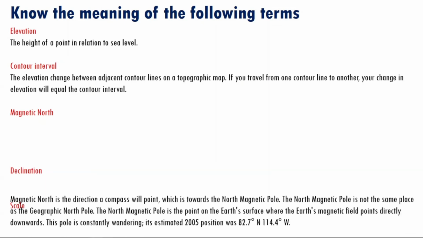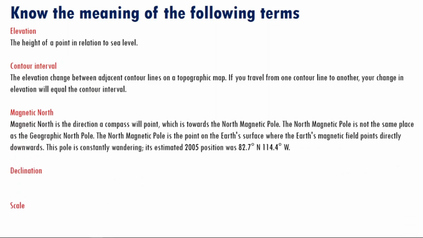All right. Magnetic north. Magnetic north is the direction a compass will point, which is towards the north magnetic pole. The north magnetic pole is not the same as the geographic North Pole. The north magnetic pole is the point on the Earth's surface where the Earth's magnetic field points directly downward.